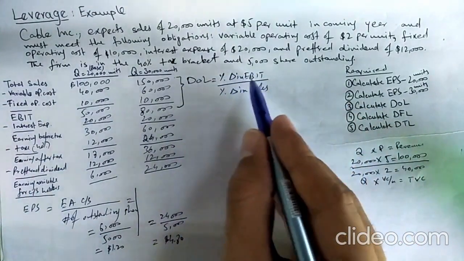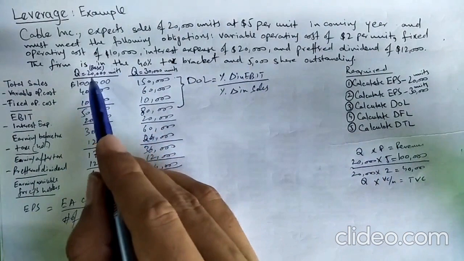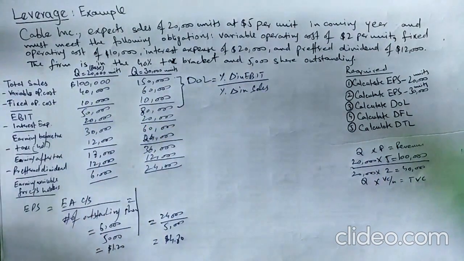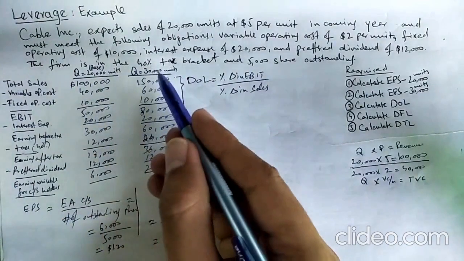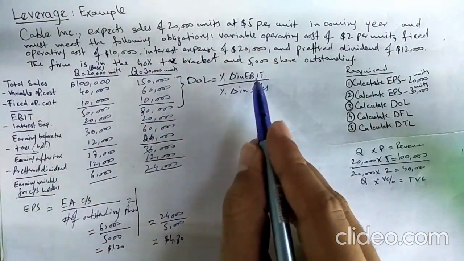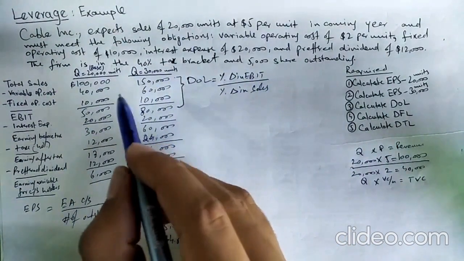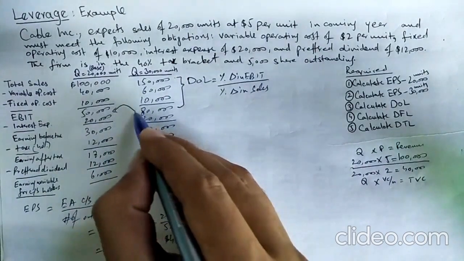So how can we calculate a percentage change in EBIT? This 20,000 is the base level sale, which we can say is the current sale of the company, and we are calculating what happens if sales become 30,000. So we can calculate a change in EBIT by just taking the change between these 2 points.